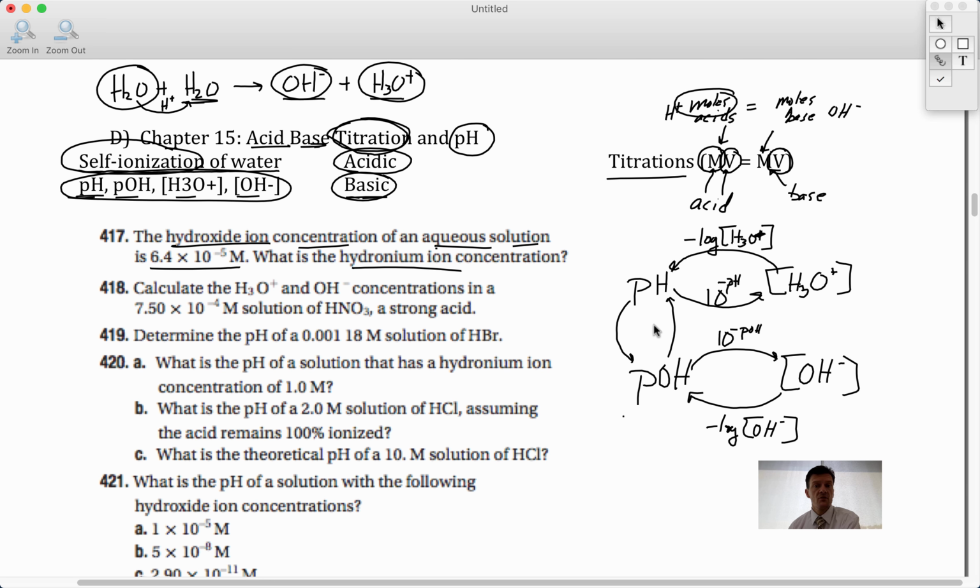If you know one, then you know the other. If you know pH, then you just take 14 minus pH, and that will get you the pOH. 14 minus pOH will give you the pH. And the two concentrations in an aqueous solution, their product is always 10 to the negative 14. So if you know one, you know the other. If you know hydronium or hydroxide, you just divide the known value into 10 to the negative 14, and you got the other one, okay?